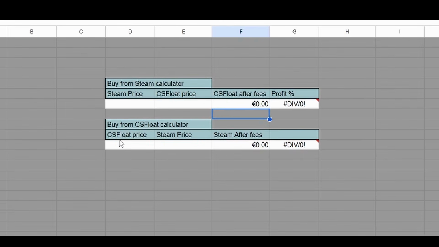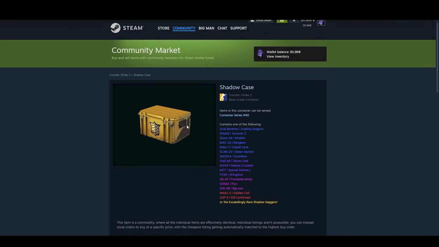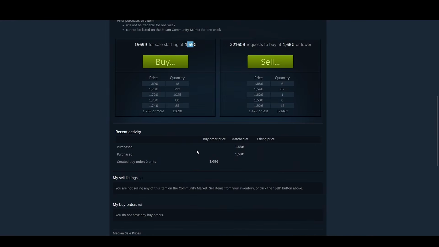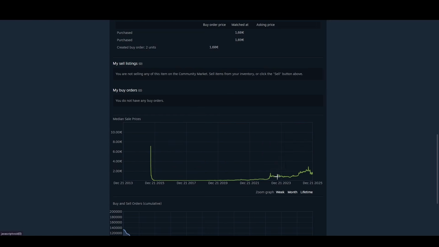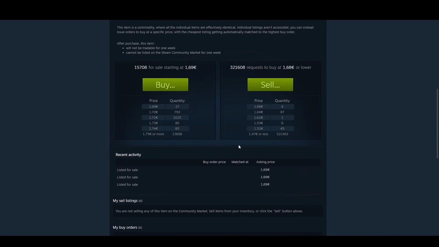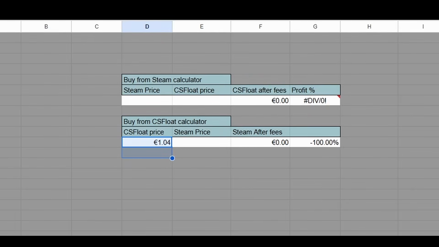Alright, so back to this. So this is a buy from Steam and this is buy from CSFloat. So it's €1.04. And then we have the Steam tab open as well, where it sells for €1.69. And these cases are very liquid. They sell a lot and they tend to go up in price. So it sells for at around €1.69 at the moment. So we enter that as well. And here you can see you'll be making €1.44 after the fees, which at Steam is pretty high. And yeah, you can go pretty high volume on these things.